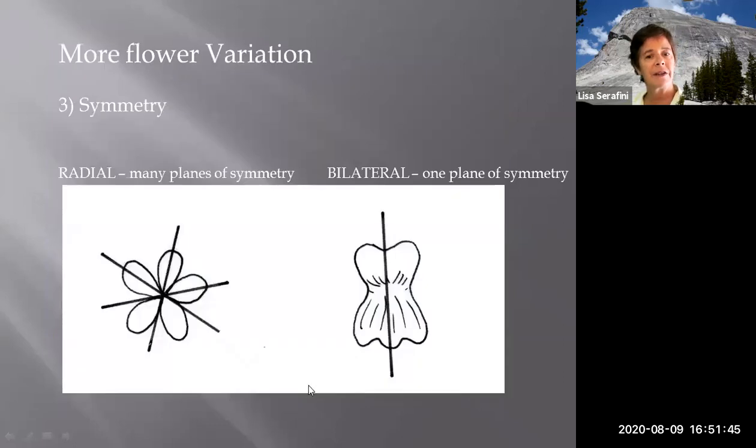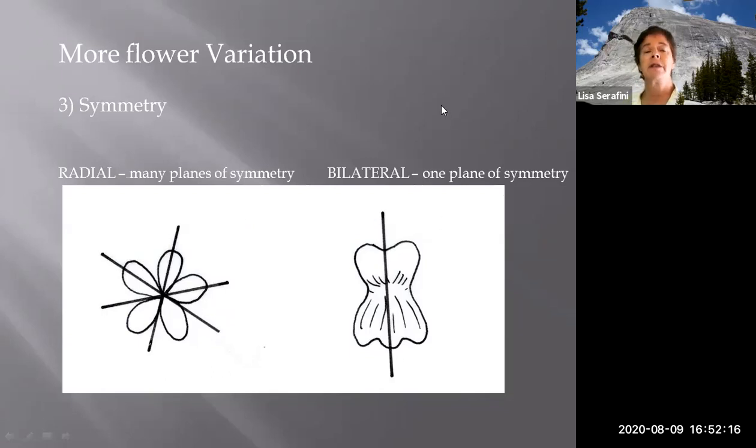More flower variation, symmetry. If we're looking at shapes of the flower itself, they can have two different kinds of symmetries. So radial, like a starfish, okay? And what makes it radial is there are many planes of symmetry. So if we look at this plane here, on either side we'll get mirror images. And on this one, same thing, we'll get mirror images. So many planes of symmetry, think roughly round, but many planes of symmetry is what it really means.